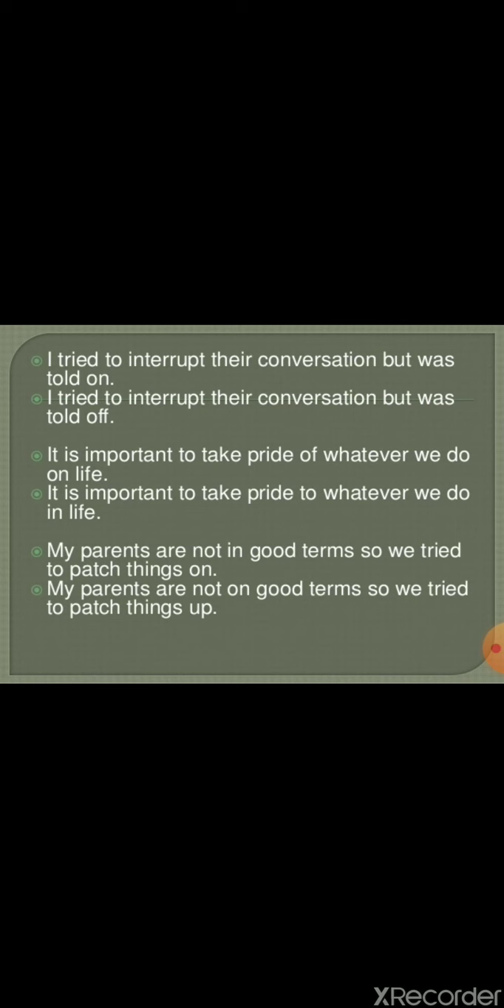My parents are not in good terms, so we tried to patch things on. My parents are not on good terms, so we tried to patch things up. Second sentence corrected. Up, on will be replaced with up. Patch things on, patch things up. Okay?